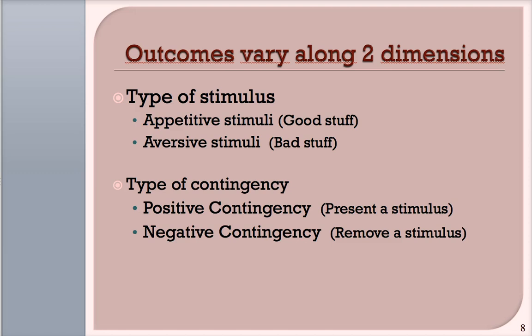So we talk about the type of contingency. A positive contingency is like a positive correlation. You get the stimulus, good or bad. You could get a good stimulus or you could get a bad stimulus. The stimulus is presented, or you could have a negative contingency where the stimulus is removed. So we could take away something good or take away something bad. And the result is that we produce several different kinds of consequences, if you will, or outcomes.